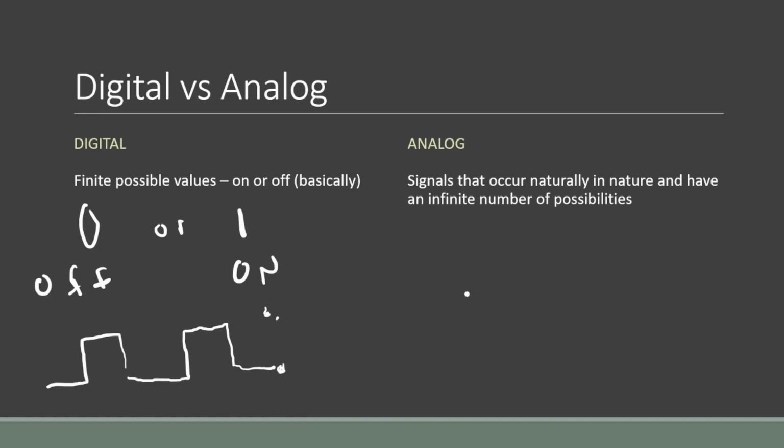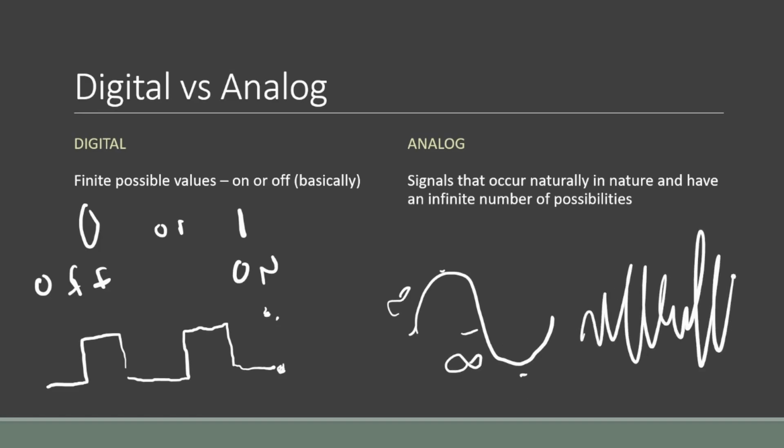Analog comes from nature, and there's an infinite number of possibilities. Think about a sine wave. The number of values from here to here is infinity, right? Same thing from 0 down to -1. There's actually an infinite number of values. So these are like seismic graphs or something, anything like that. They're just all over the place. That's not what we're going to be dealing with at this level. You're either going to have off or you're going to have on. And that is digital and that is analog.